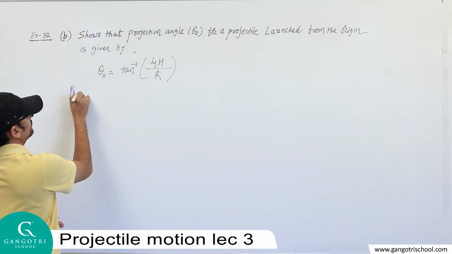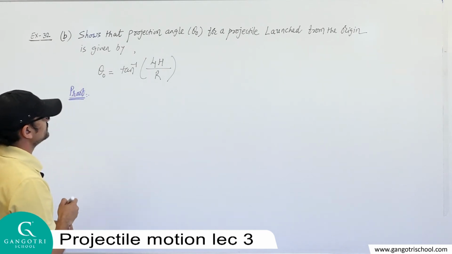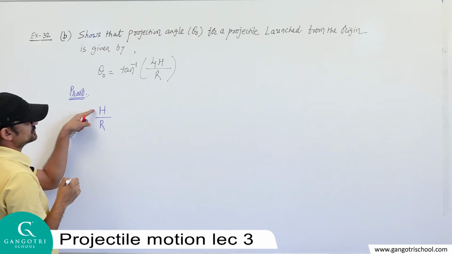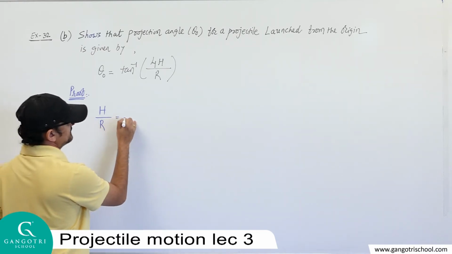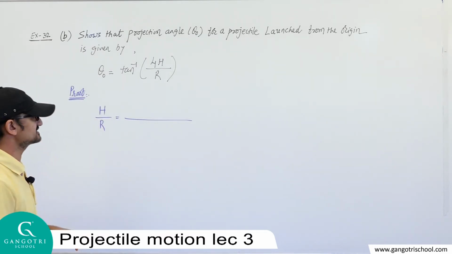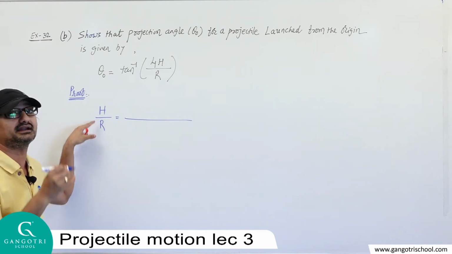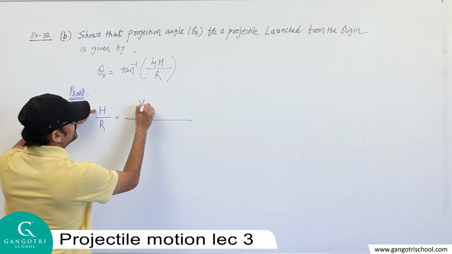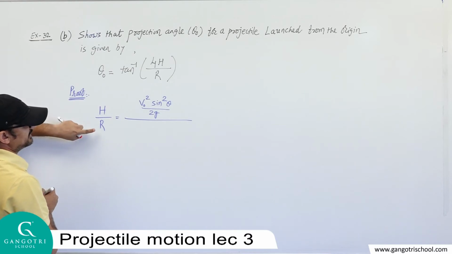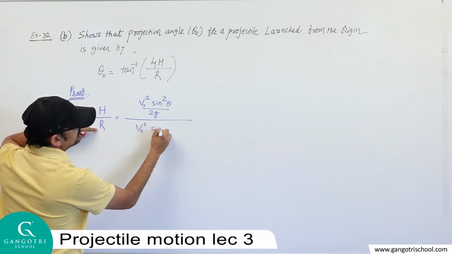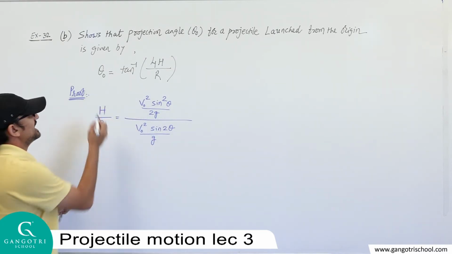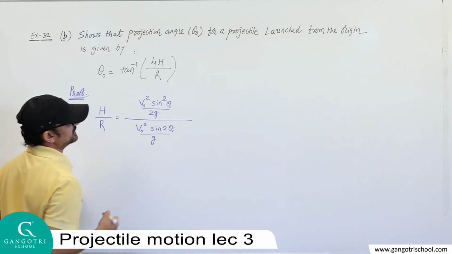Look at the proof. h is the maximum height and r is the range. Let's take the ratio of maximum height and range. First of all, we have to put in the formulas. The most necessary thing is that you should remember the formulas of maximum height and range. The formula of maximum height is v0 square sin square theta upon 2g, and the range formula is v0 square sin 2 theta upon g. Here the angle of projection is theta 0, so instead of theta I'll write theta 0.